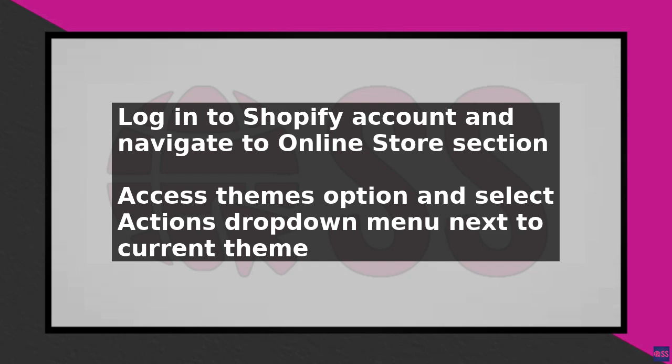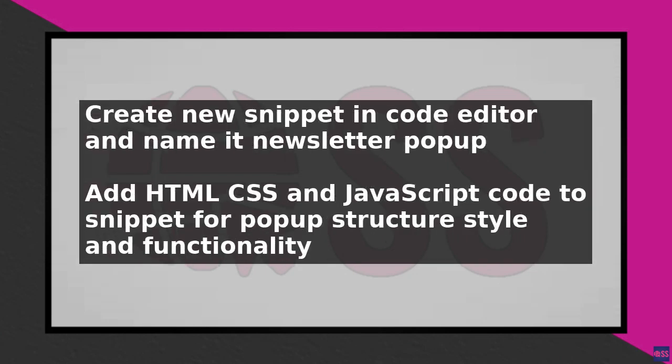From the drop-down menu, click on Edit Code. This will take you to the code editor where you can modify your theme files. In the code editor, you need to create a new snippet. To do this, click on the Add a New Snippet button and name it Newsletter Popup.